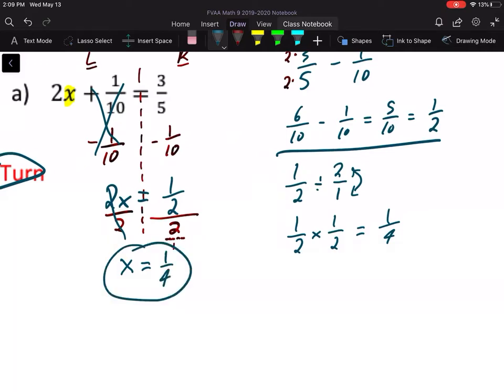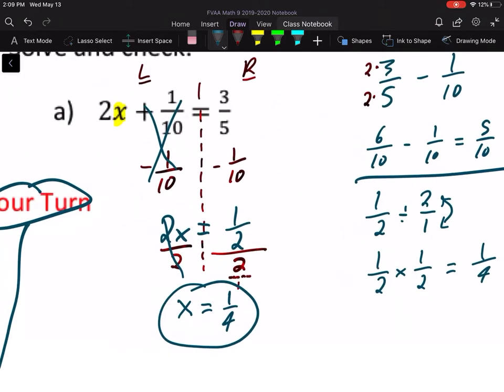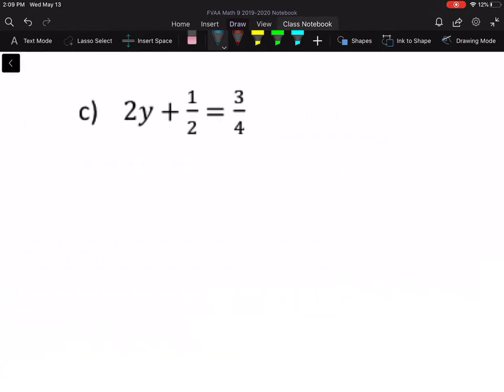Okay, and I want to circle your final answer so it's clearly seen. All right, so again, I suggest that you do your fraction work on the side, and then plug your answers from your fraction work into your algebra workflow. Okay, like I did here. Okay, let's try another question together.